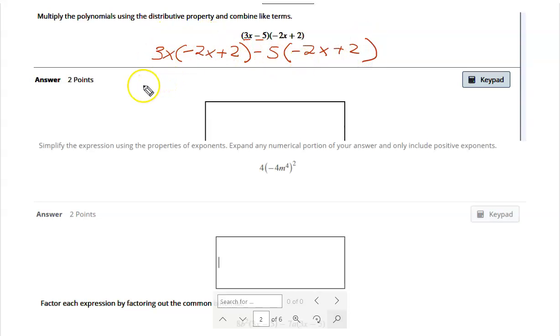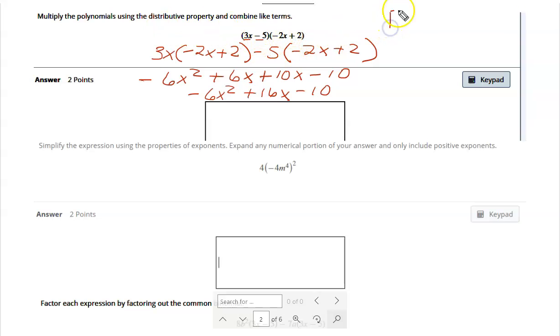Now we can distribute. Here we get a negative 6x squared, a positive 6x. Here we get a negative, well, negative times negative is a positive 10x. And here this will be a negative 10. Now notice we get two like terms internally. And we'll summarize that. Negative 6x squared plus 16x minus 10 when we do it this way.